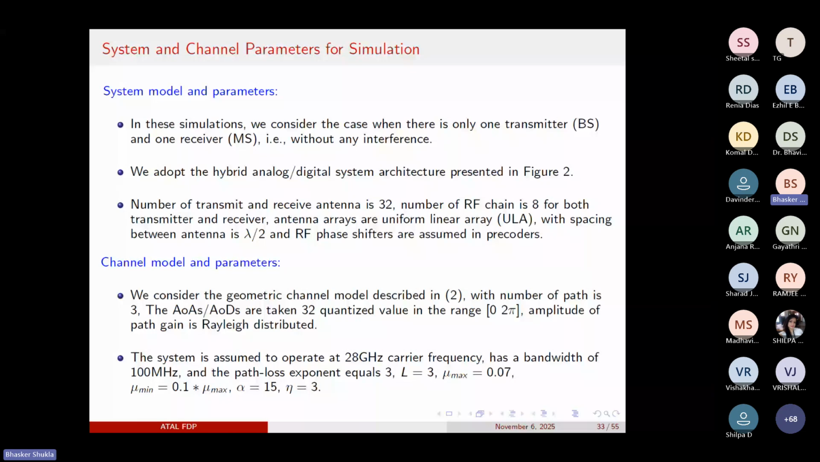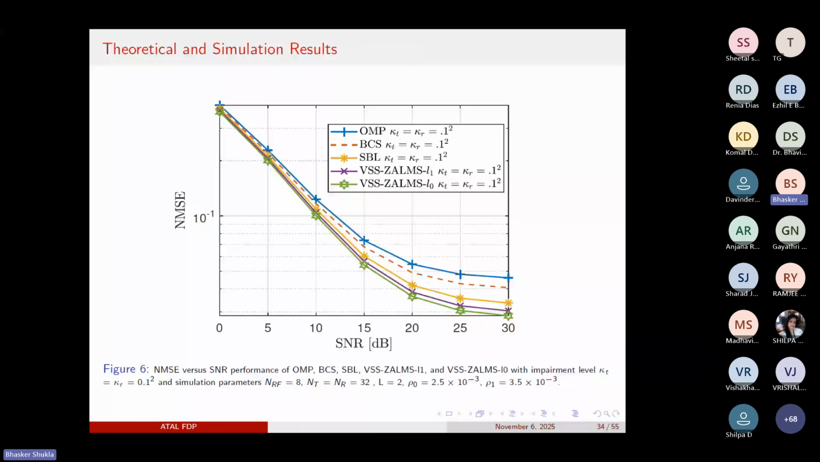So on the basis of those parameters, here is the NMSE versus SNR plot. We can see that as the SNR increases, the NMSE of all the estimators decreases. Here, orthogonal matching pursuit has a higher NMSE floor as compared to Bayesian compressive sensing, that is BCS, and sparse Bayesian learning.